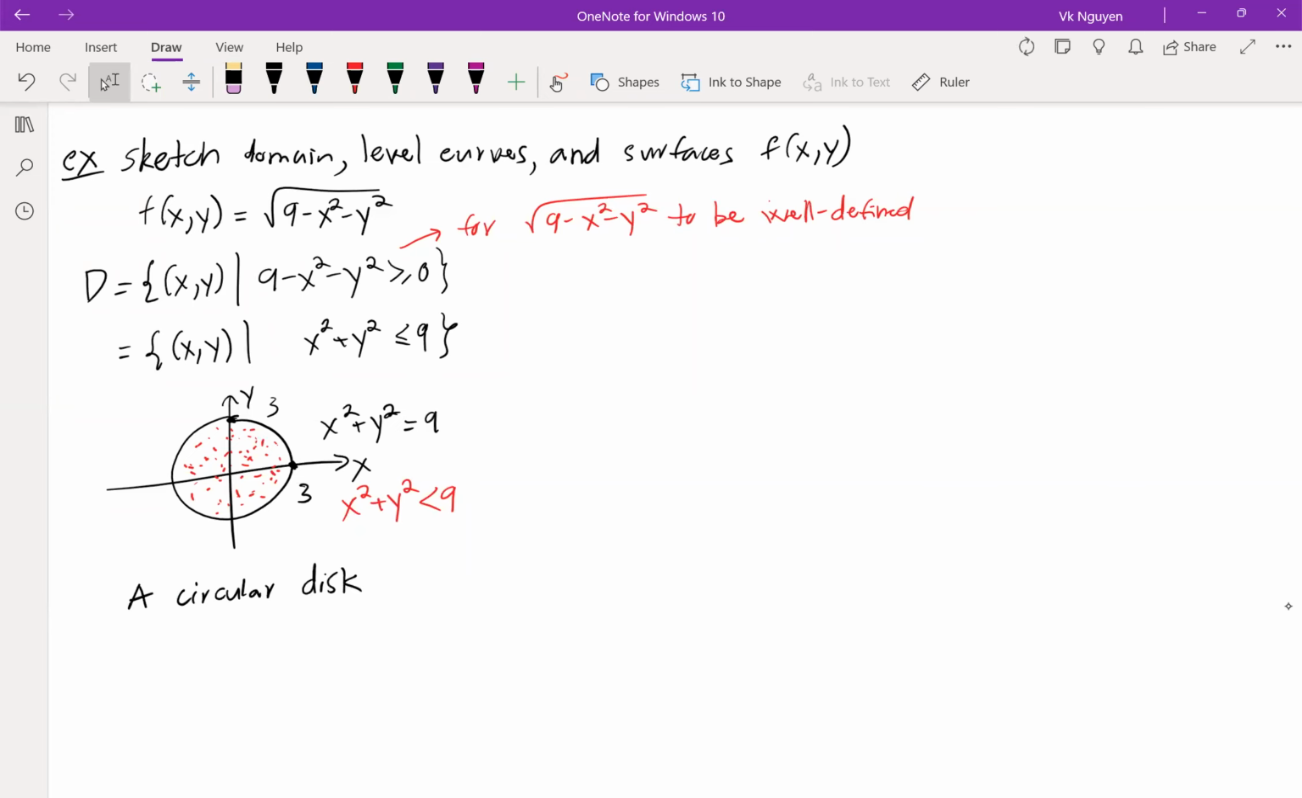It is a circular disk, right? It's not a circle. Right? Just be careful. Okay.